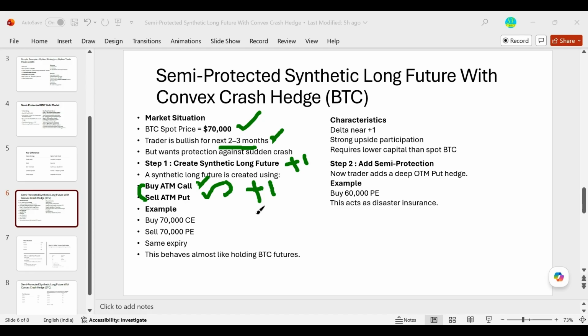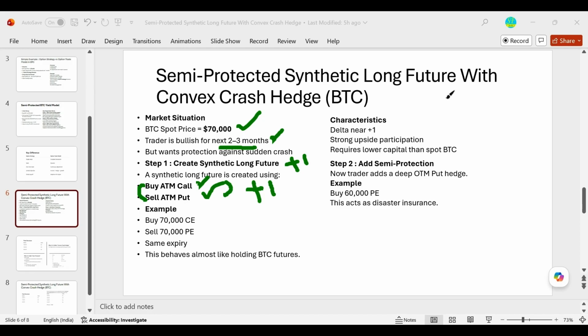Once you do this, you are using much less money compared to spot BTC. If you buy one spot BTC, you have to spend $70,000, but with an ATM call and put, for hardly some $10,000 you can own a BTC. But this also carries the particular risk of initiating the strategy. You must tell me, if that kind of risk is there, why are people taking this? So what happens?